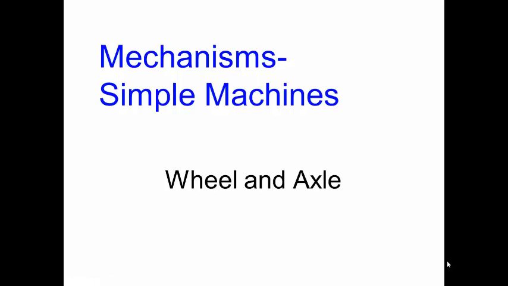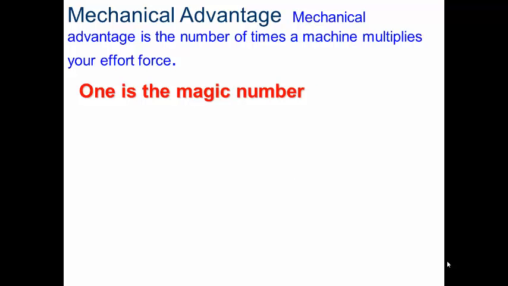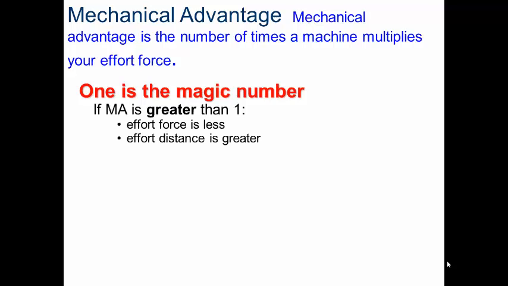Another simple machine is known as the wheel and axle. Remember, the whole purpose of using a simple machine is to gain a mechanical advantage. A mechanical advantage is defined as the number of times the machine multiplies your effort force. 1 is the magic number that all comparisons are made from.